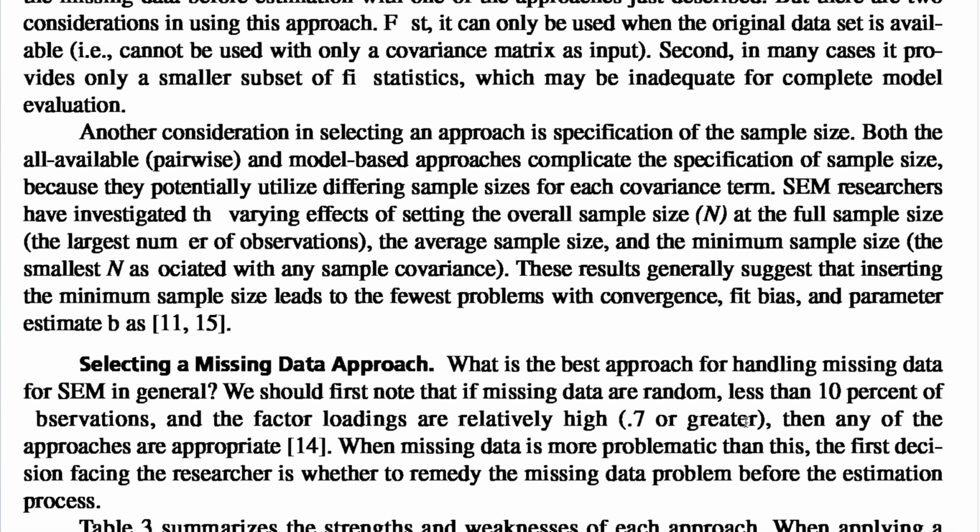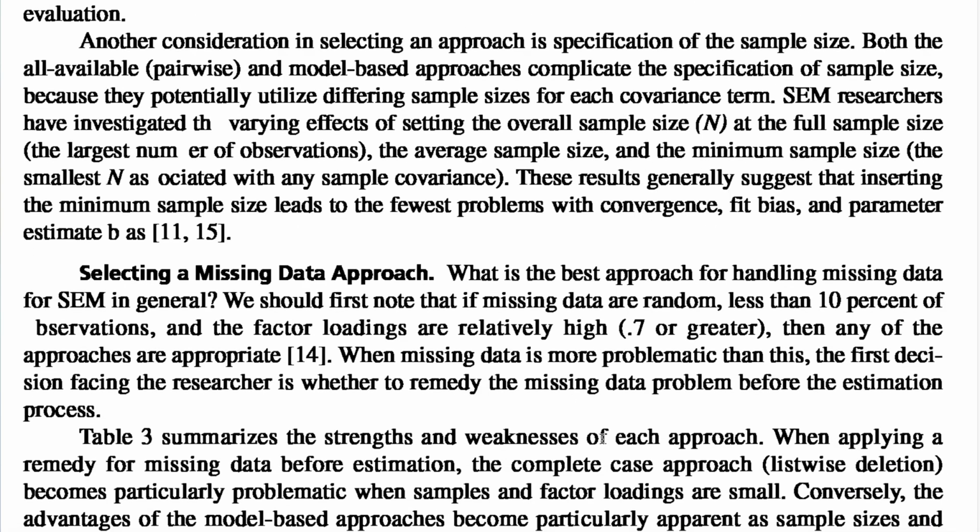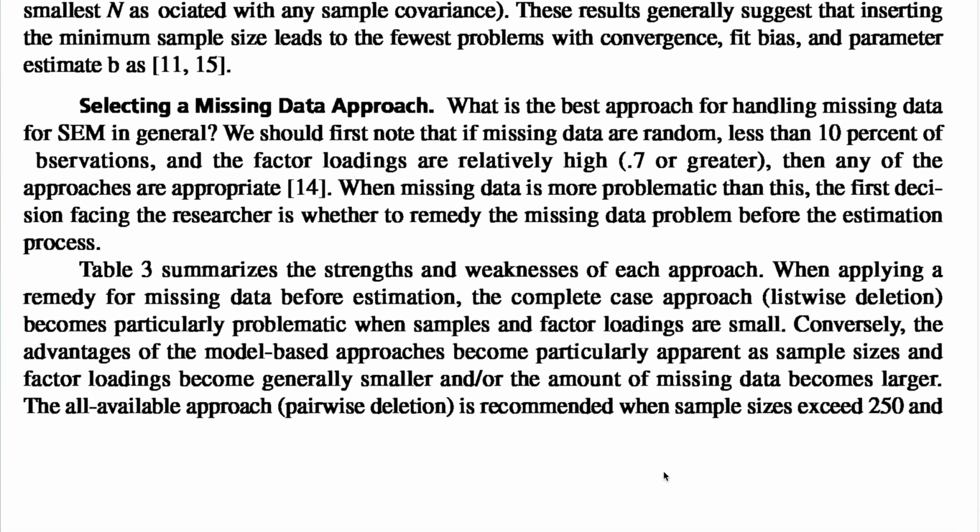Structural equation modeling researchers have investigated the effect of setting the overall sample size at the full sample size, the largest number of observations, the average sample size, and the minimum sample size, the smallest one associated with any sample covariance. The results generally suggest that using the minimum sample size leads to the fewest problems with covariance bias and parameter estimation. Let's talk about selecting a missing data approach.